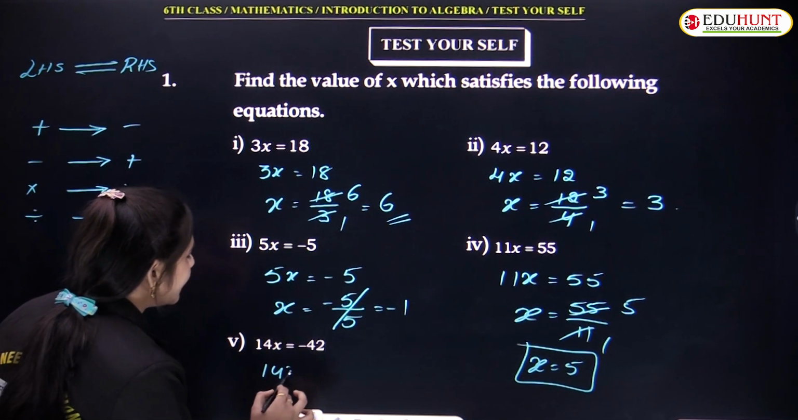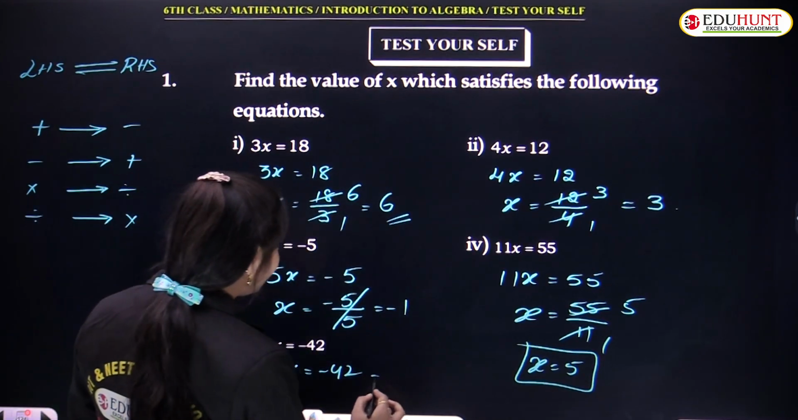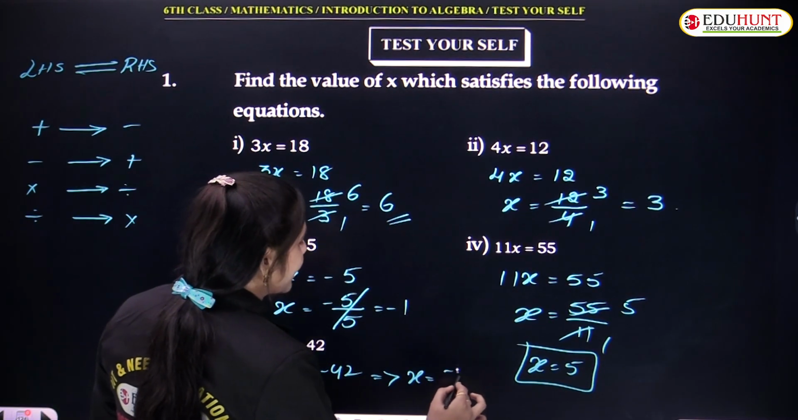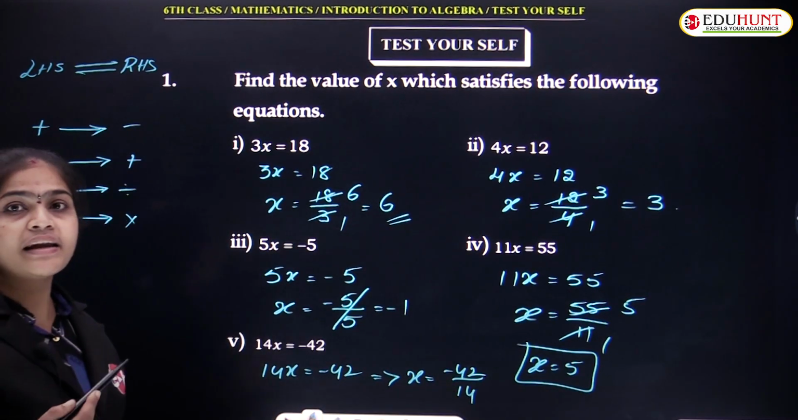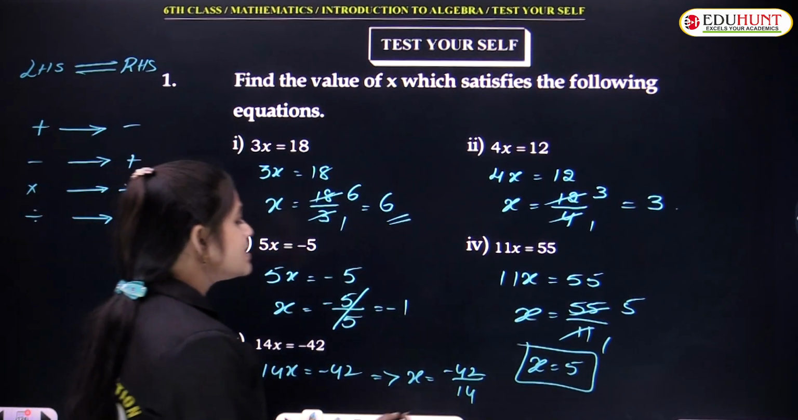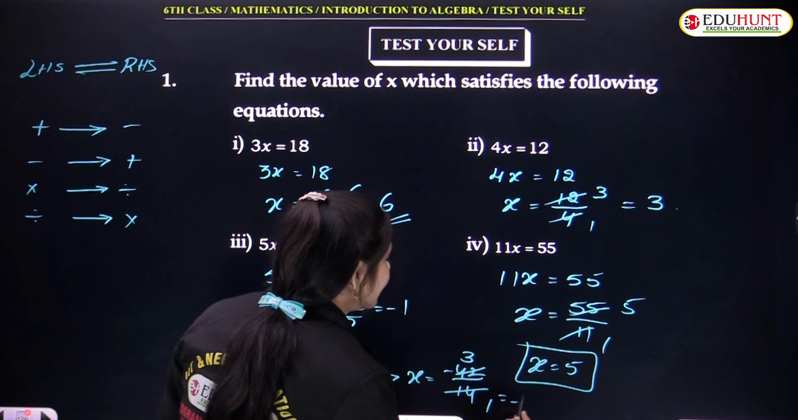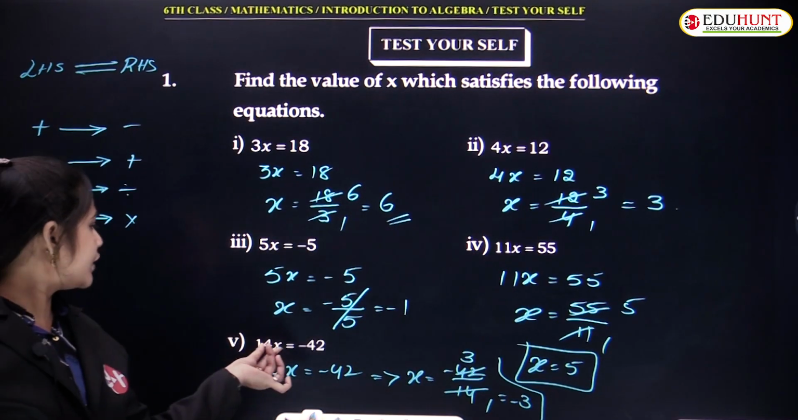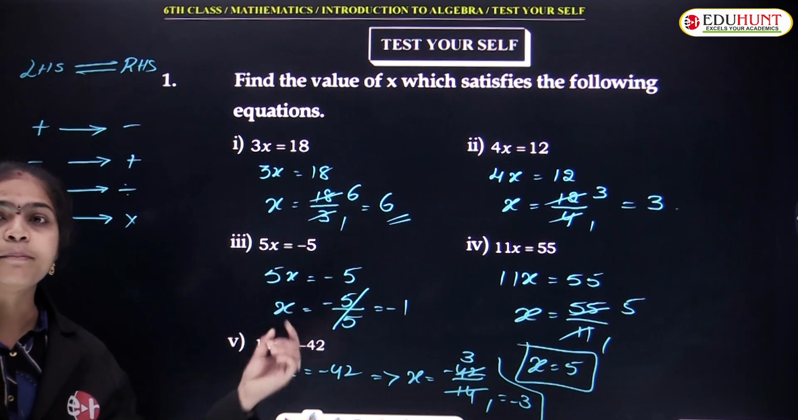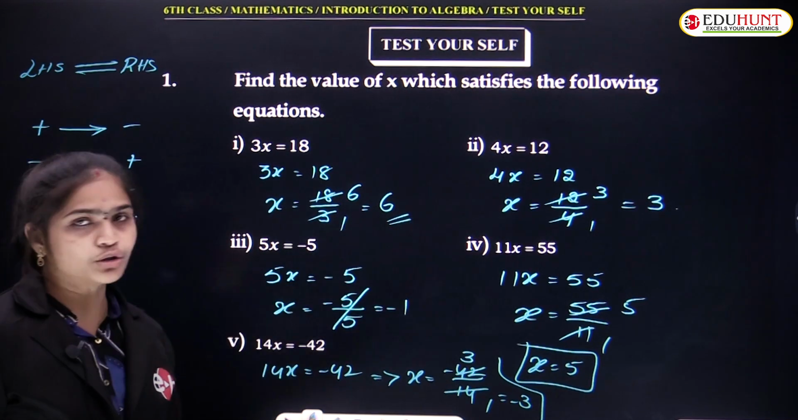Finally, the fifth question: 14x is equal to minus 42. From this, x is equal to minus 42 by 14. In the 14 table, where do we have 42? 14 ones are 14, 14 threes are 42. Finally, the answer is minus 3. 14 into minus 3 is equal to minus 42. Am I clear? This is related to the first question.